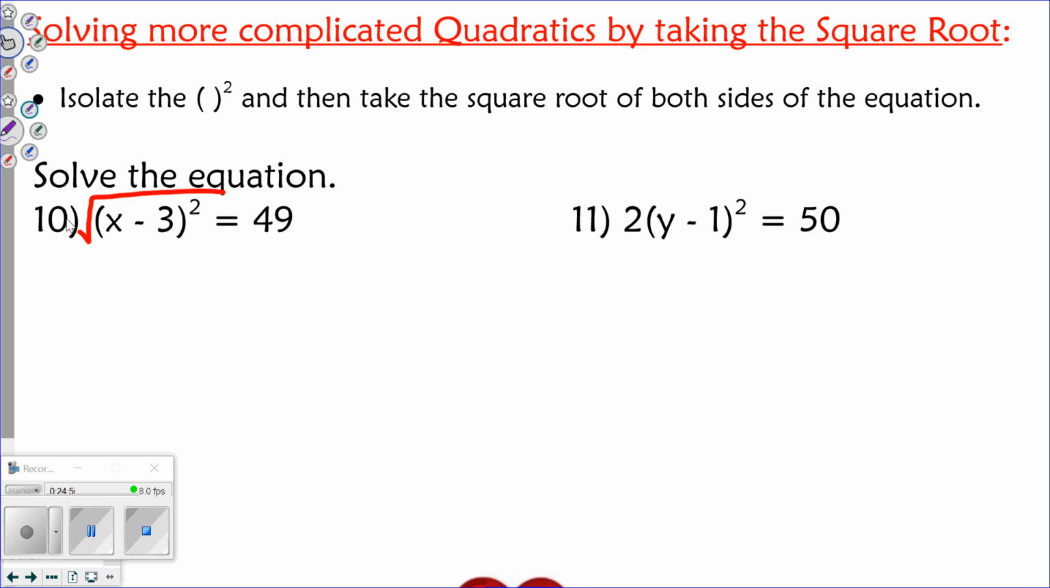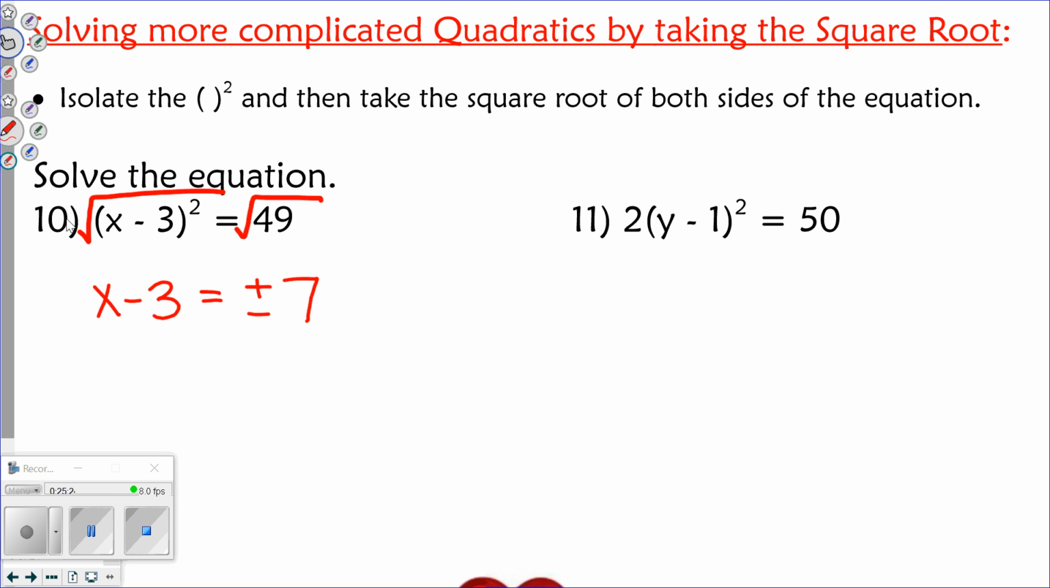We would take the square root of both sides. What's the square root of x minus 3 squared? It's x minus 3. Right? We already talked about the radical, the square root, and the square. They cancel each other out. Square root of 49? 7 times 7 is 49. Right, but it's not just 7. Plus or minus. It's plus or minus 7.